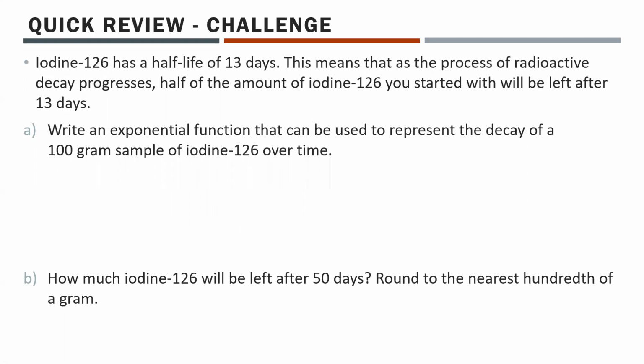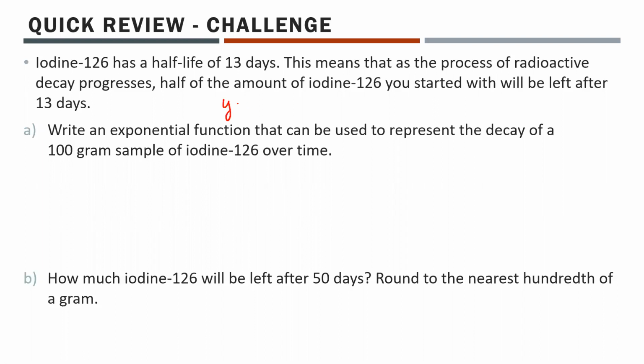You really can't tell exactly which molecules will go first and so on, but it will decay in a certain pattern based on what the material is. In iodine 126, it takes 13 days for half of it to disappear. That's basically all you need to know. So write an exponential function that can be used to represent the decay of a 100-gram sample of iodine 126 over time. Let's break this down into the little bits that we had learned from before.